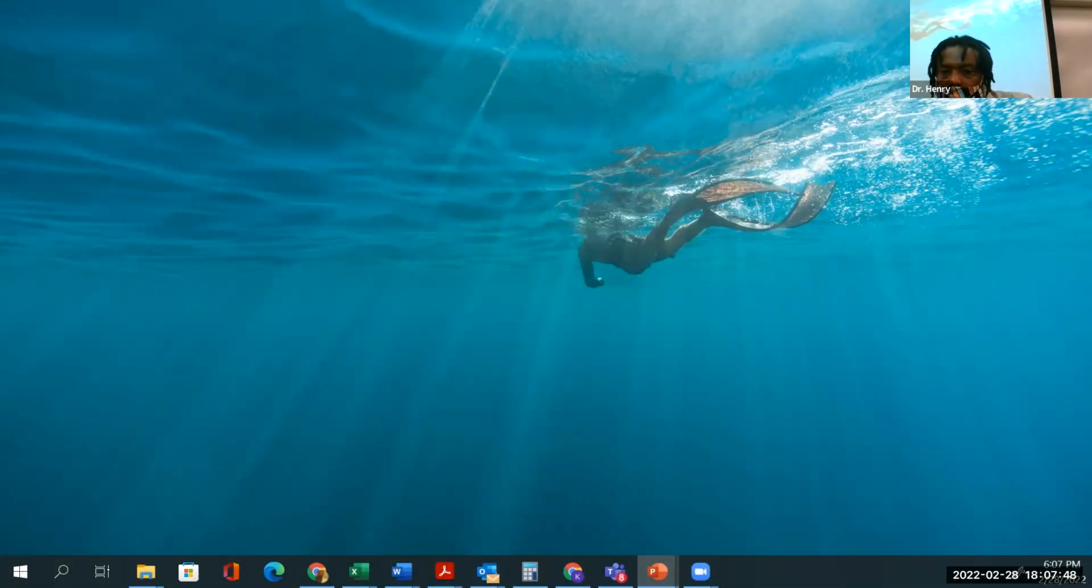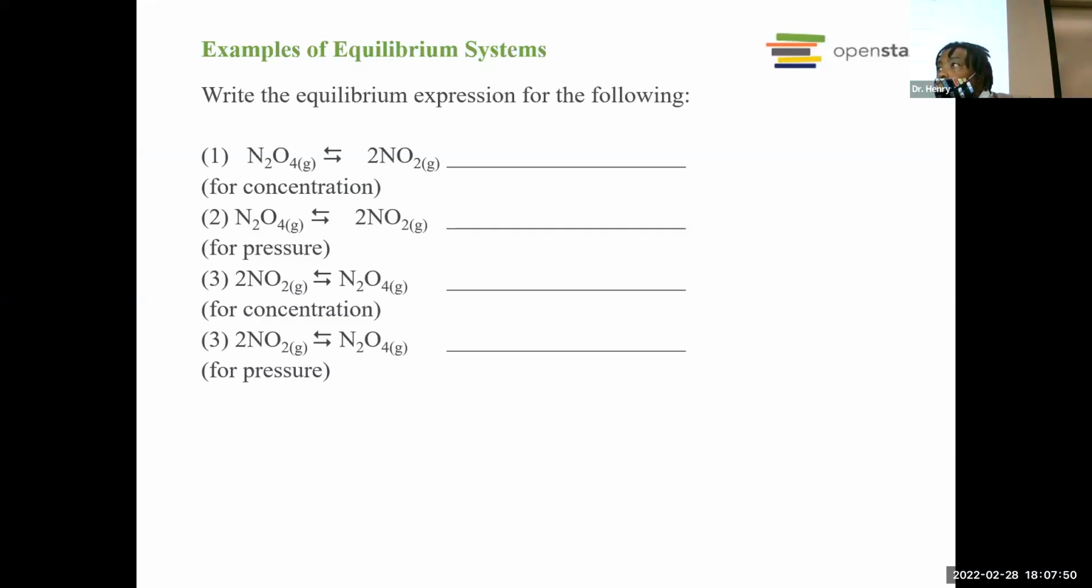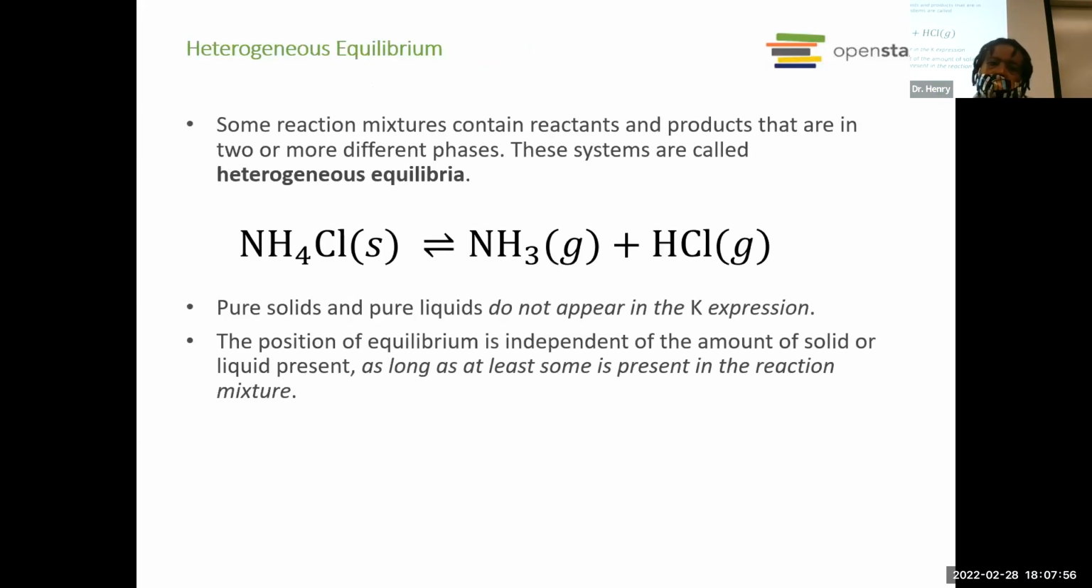Okay, so we went over this. I remember we drew the equilibrium expression for each of those. So we're familiar with heterogeneous equilibrium, and that basically means what again? Different phases. That's right. So when we're working with different phases, gases and aqueous solutions are going to be counted in the equilibrium expression, but solids and pure liquids aren't. Okay.